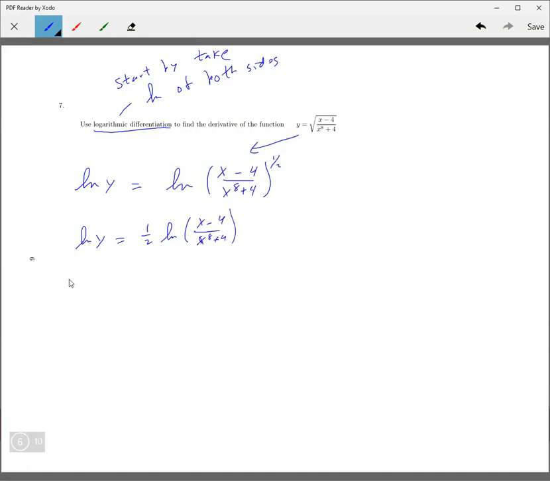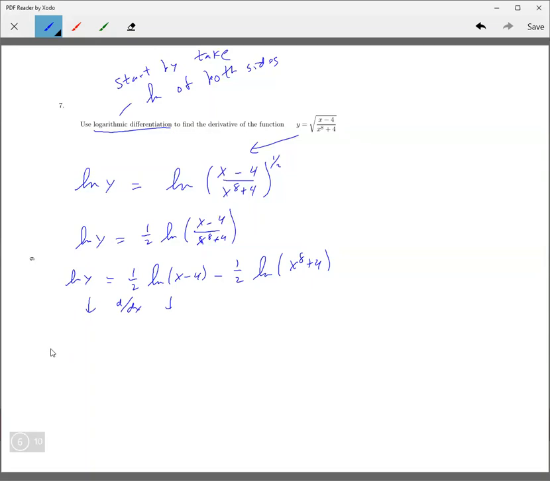Like that. And then use the quotient property to write this as the natural log of x minus 4 minus the natural log of x to the 8th plus 4. The natural log of the numerator minus the natural log of the denominator. And then this 1/2 distributes to both. Okay, 1/2 is just distributing here to both those terms. Okay, now we take the derivative.